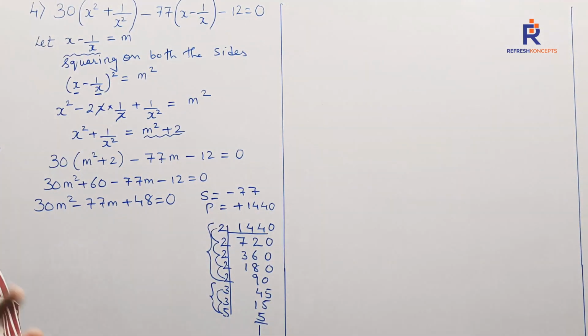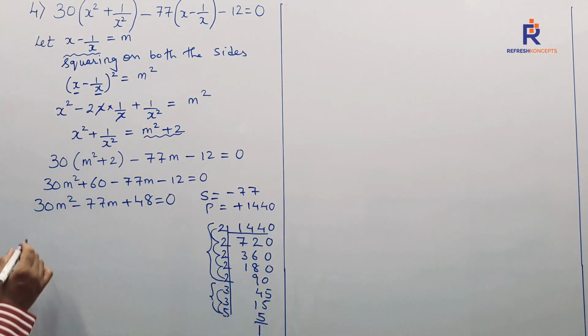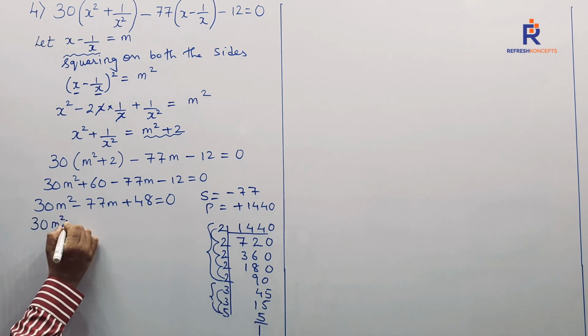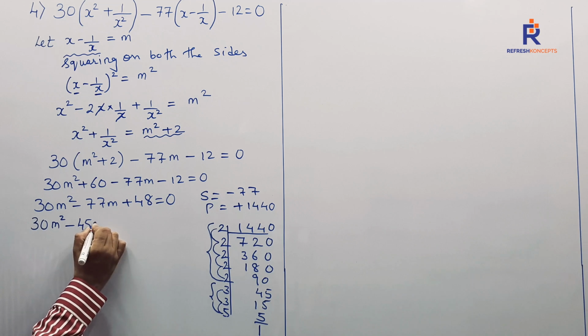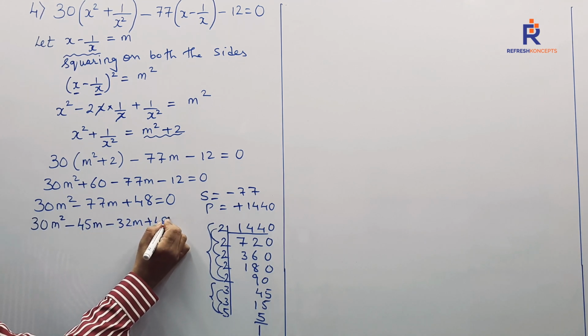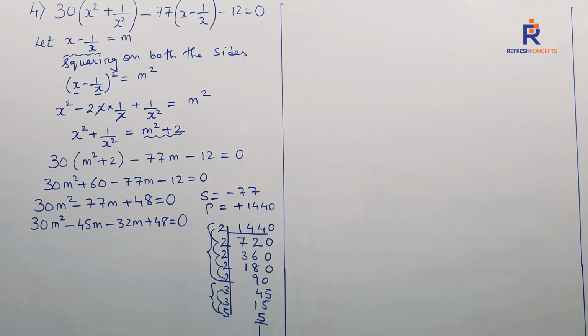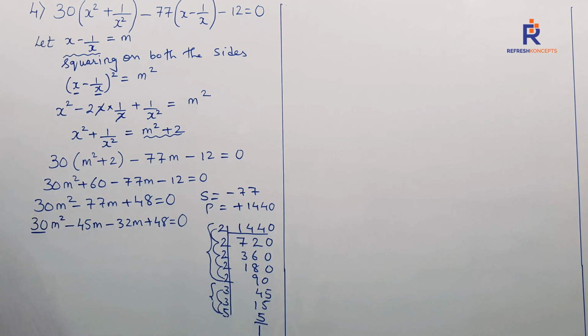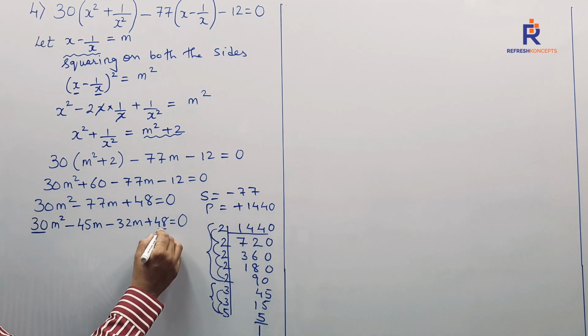So the numbers are minus 32 and minus 45. So 30m square minus 45m minus 32m plus 48 equals 0. Sir, you are about to tell us how to get the factors in the very first attempt. Yes, I'll tell you now. Children, what was the number here? 30. What was the number here?